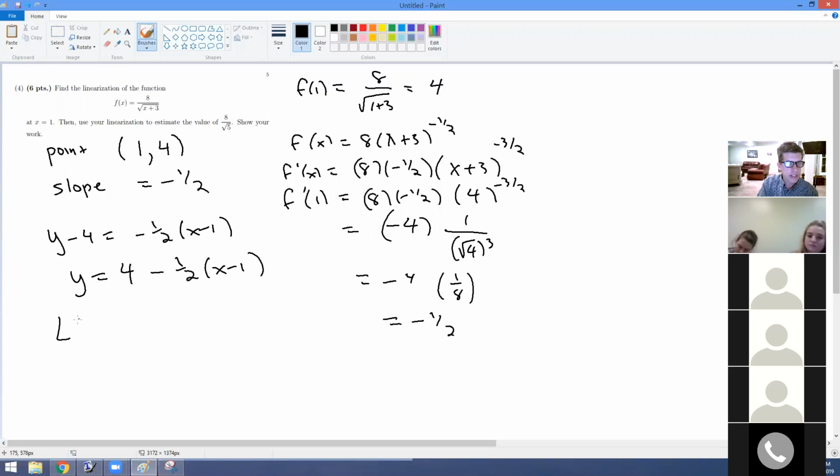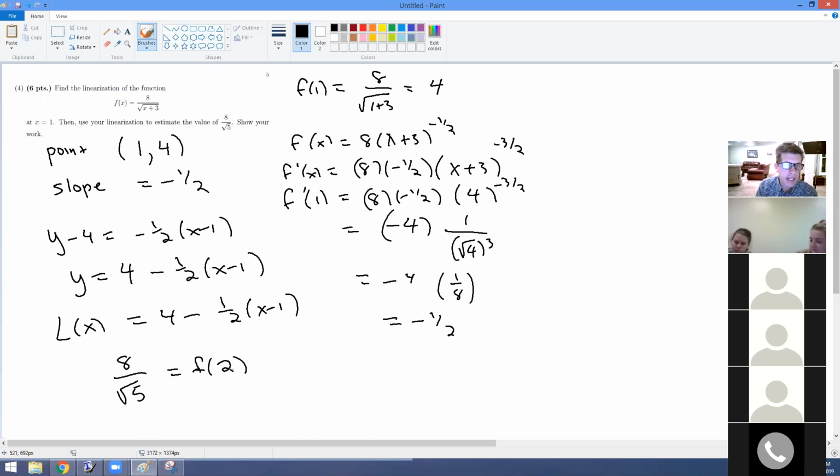If we get fancy, linearization, L of x. Okay, that was a lot of writing, but really mostly it was just simplifying. Not a big deal. Slope is f prime of x at the point. We got the point. Finally, use your linearization to estimate. What are we going to plug in? What is 8 over square root of 5? It's f of what? f of 2.